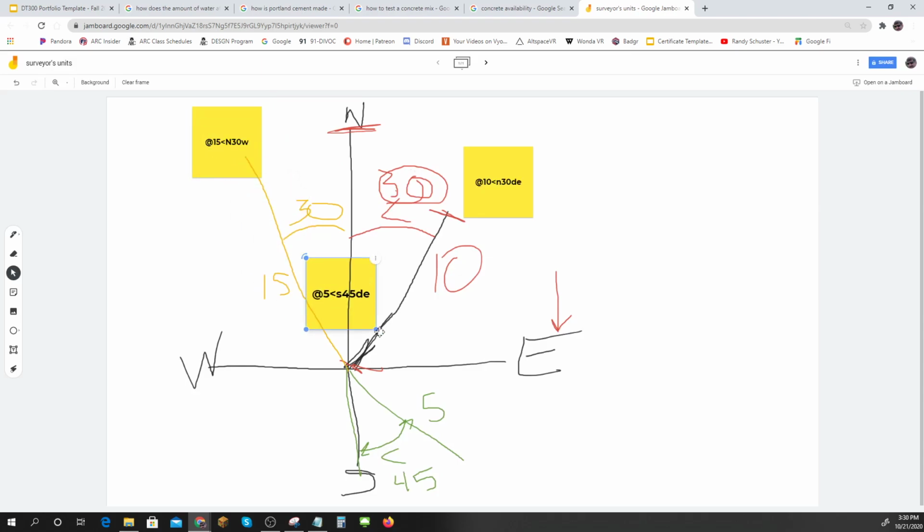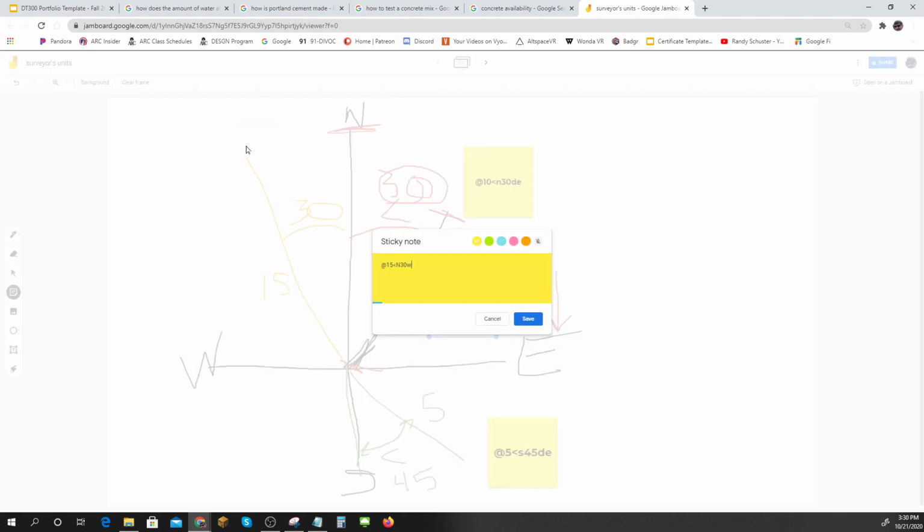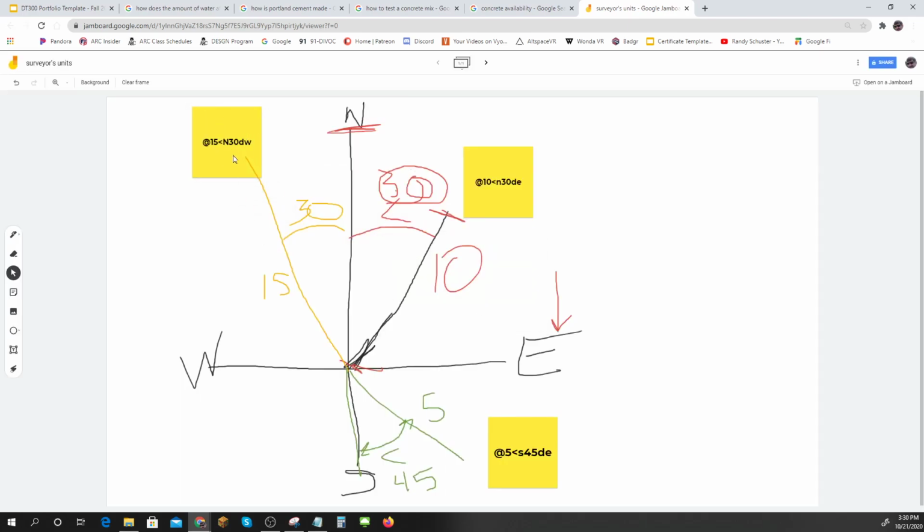What happened there? Oh, there it goes. And look, I left something off here. I left the D out. I have to put my D in there so that it knows it was degrees, 30 degrees. South, 45 degrees east.